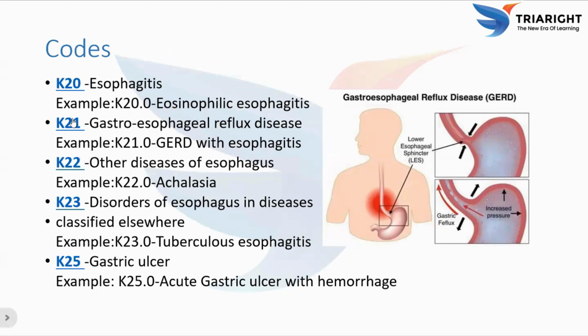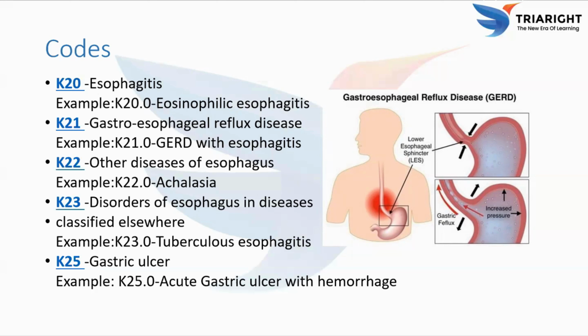So the code range starts from K20. So K20 code denotes esophagitis. So what do you mean by esophagitis? Esophago means esophagus, it's the medical term for esophagus, whereas itis means inflammation. So esophagitis denotes the inflammation of the esophagus, often caused by acid reflux, infection, or irritation. So through acid reflux, infection, and irritation, the esophagus gets inflamed.